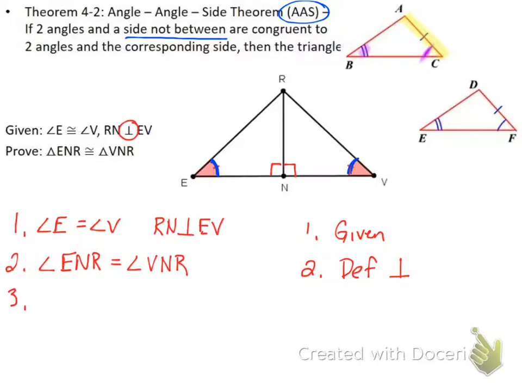Once I'm here, I've got two angles, and then I should be able to look at the picture. I've used all my written given statements, so that's why I look at my picture. It doesn't look like a bow tie or an hourglass, so I should have a side between. RN is the side that's shared between the left and the right triangle. So RN is equal to RN by reflexive property.